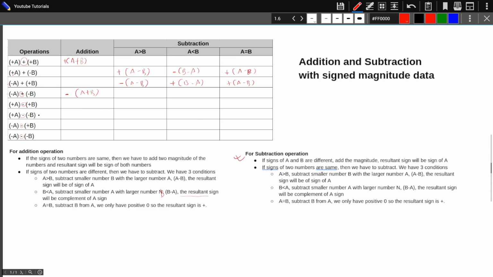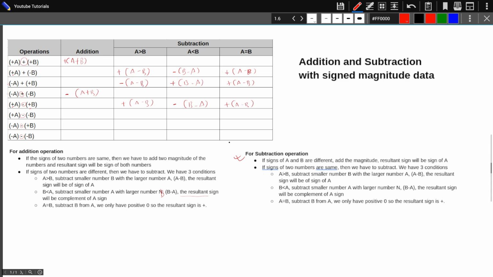For now, in order to fill this table, we again need to study the rule. First of all, we see that the signs are common, and the rule says that if the signs of two numbers are the same, then we have to subtract, not add. So again we have 3 conditions. As before, we do A minus B and the resultant sign will be the sign of A. In this case, we do B minus A and the sign will be the complement of the sign of A. And here we do plus A minus B. I think now you can complete the rest of the table here.